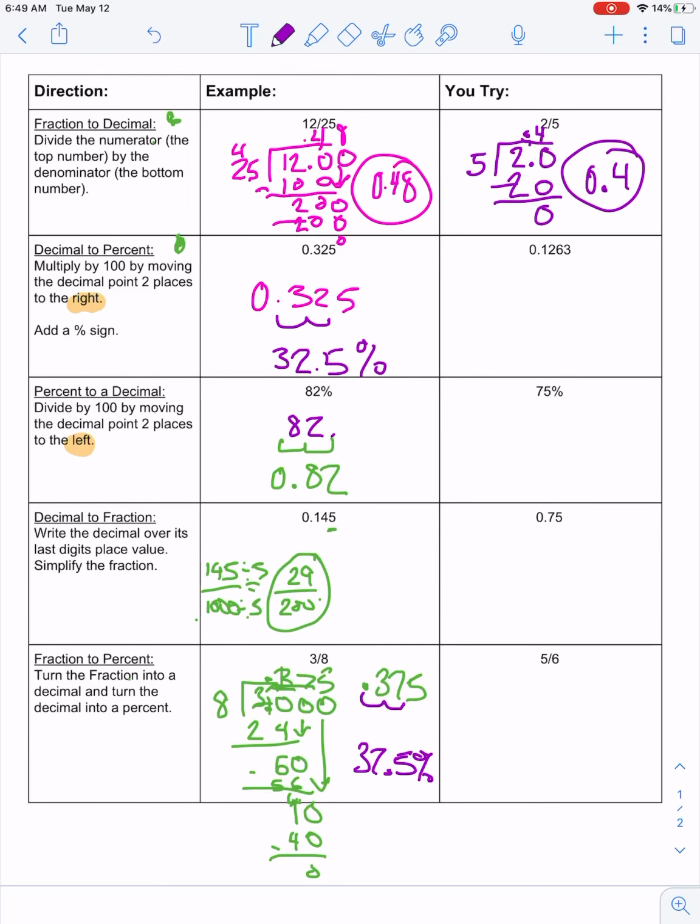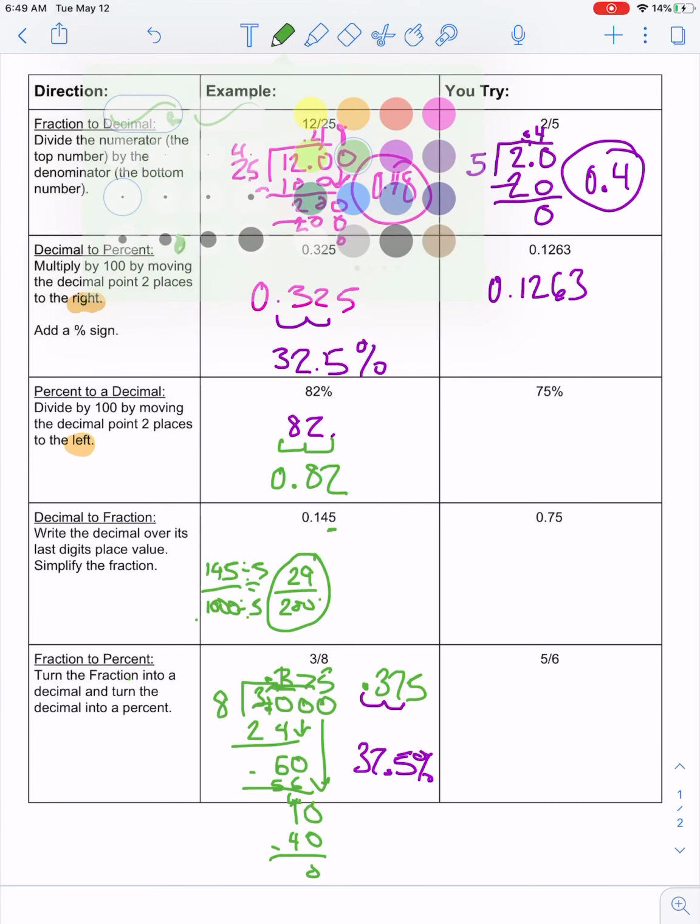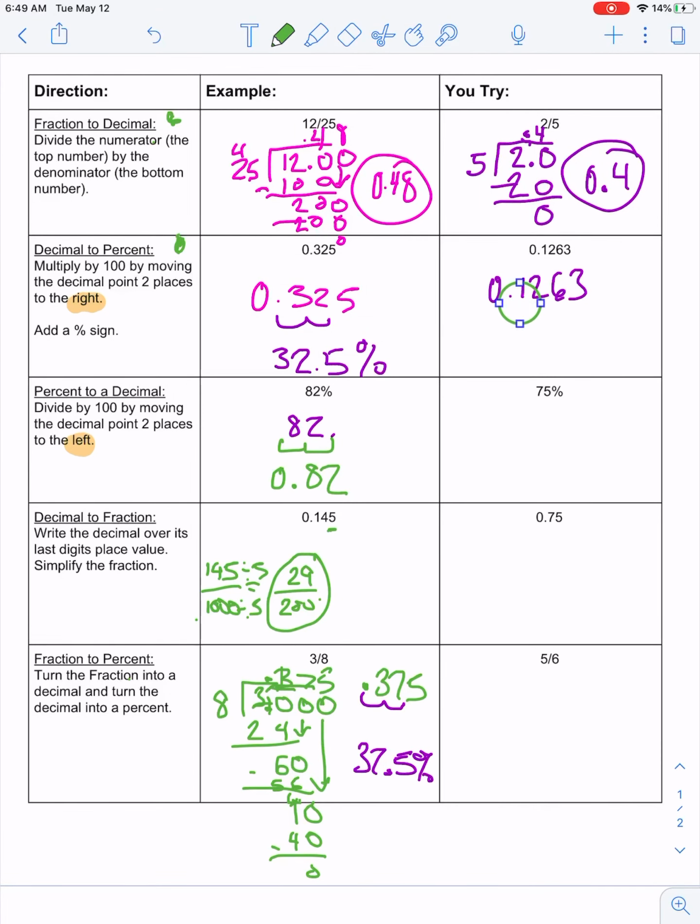Let's do our decimal to a percent. Turn 1,264 10,000ths into a percent. So we need to move our decimal 2 places to the right. So we go 1, 2. So we end up with 12 and 63 hundredths percent.